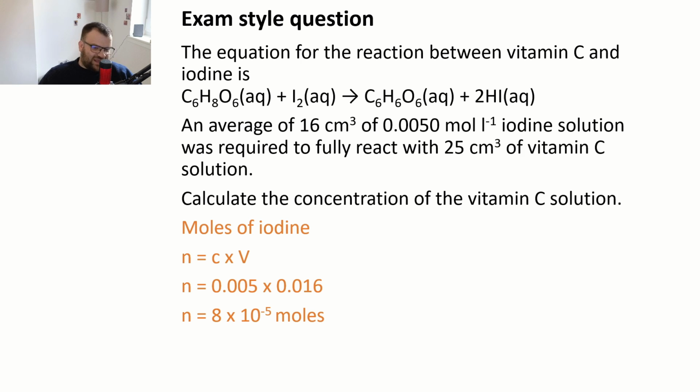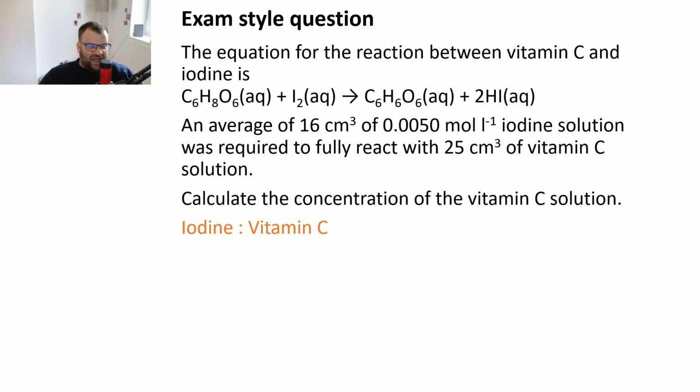Stage 2, but we need to get from iodine over to vitamin C. So let's look at our ratio. It is a 1-to-1 ratio because there are no balancing numbers, no big numbers in front of the chemicals. That means it's the same number on both sides. So that 8 times 10 to the minus 5.